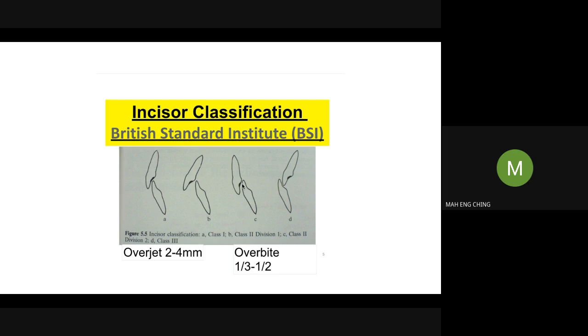Then class 2 division 2 just means that the lower incisor edge occludes behind the cingulum plateau, but the upper incisor is usually a bit retroclined or can be upright. Class 3 just means they occlude in front of the cingulum plateau. So overbite, the average is about one third to half. Just to remind you again.